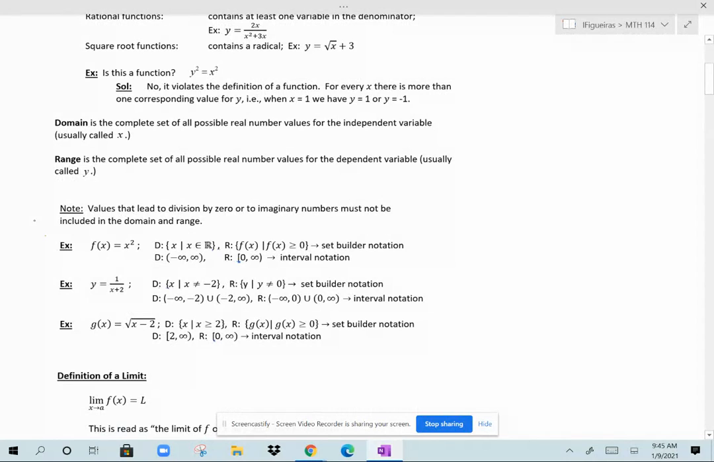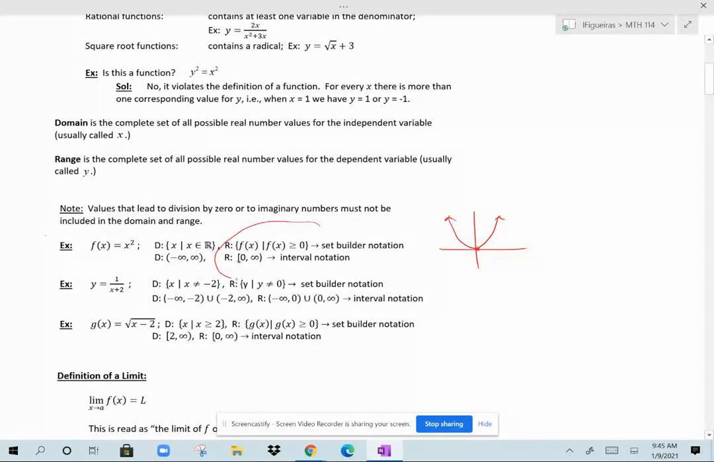Here are a few examples of domain and range. Here's your common function, your basic quadratic, f of x equals x squared. All quadratic functions have a domain of all real numbers, but your range with quadratics depends on where the vertex is on the parabola and the direction that the graph is facing. This is an upward facing parabola with a vertex at 0, 0, so your range is going to be from 0 to infinity.